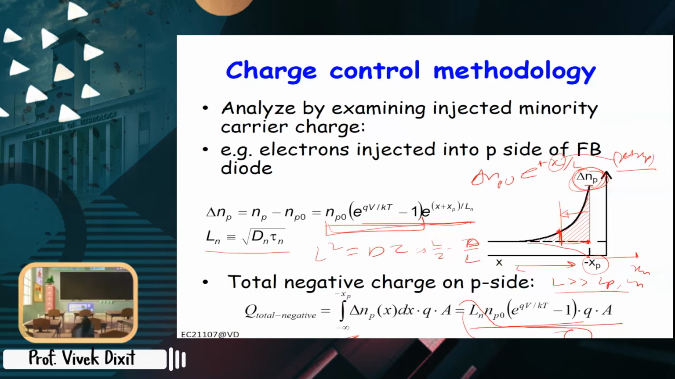Now it cannot go arbitrarily down. The minimum concentration possible is 0, so delta n can be minimum minus np naught. It cannot go below that, because you cannot have negative concentration. So in reverse bias, this concentration will go down, and in forward bias, this injected concentration will go up. So this is called injection, and this is called carrier extraction. In forward bias, carriers are injected from the other side across the junction. In reverse bias, these carriers are extracted. Now these are minority carriers.